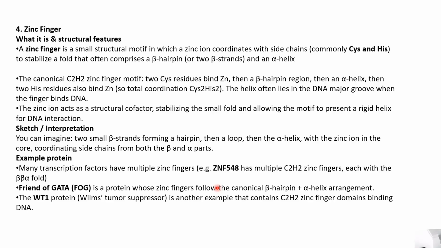beta alpha helix. The canonical C2H2 zinc finger motif, 2 cysteine residues bind zinc, then a beta hairpin region, then an alpha helix, then 2 histidine residues also bind zinc. So total coordination will be Cys2His2, and the helix often lies in the DNA major groove when the finger binds DNA, right? So the zinc ion acts as a structural cofactor, stabilizing the small fold and allowing the motif to present a rigid helix for DNA interaction.